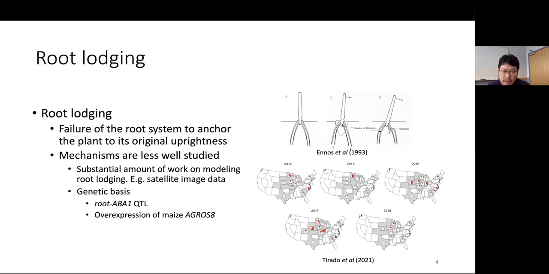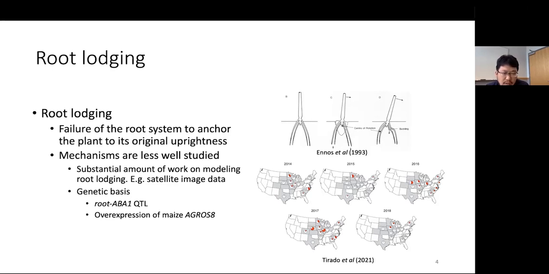So for root lodging, things are a little bit tricky here. The definition of root lodging is the failure of the root system to anchor the plant to its original uprightness. So the bottom figure shown here says that root lodging is prevalent, although it varies from year to year. It's prevalent in the US, especially in the Midwest. So there is a substantial amount of work on modeling root lodging, for example, via satellite image data or UAV, etc. But there are very few studies that looked into the genetic basis of root lodging.